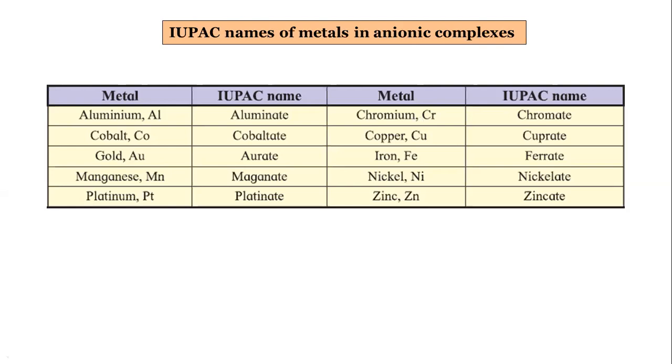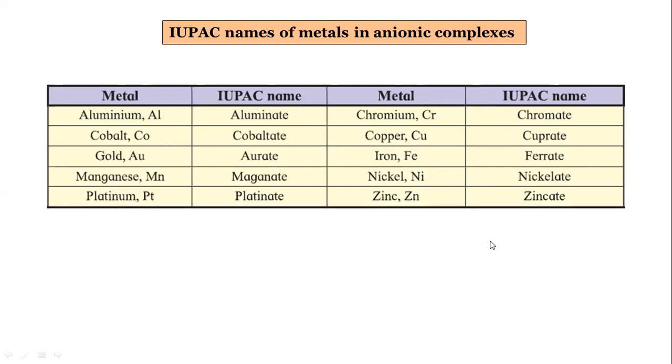Then I'm coming to chromium. If chromium is there, the name will be chromate. Copper will be cuprate. Iron will be ferrate. Nickel will be nickelate. See, nickelate and copper are quite different. Copper is not copperate, it is cuprate. And nickel, nickelate.